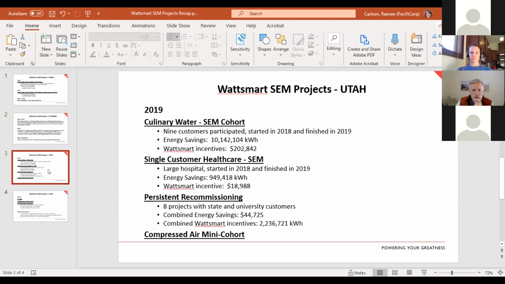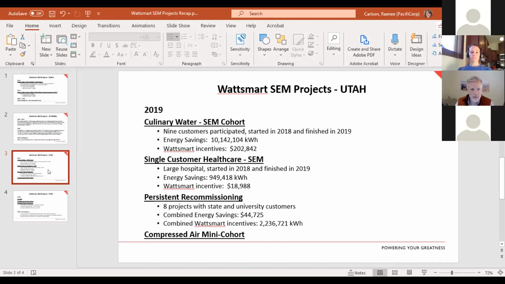For Utah, a couple slides, 2019, we had a culinary water SEM cohort of 9 participants. Again, this was Cascade Energy, and then Hansen, Allen and Luce is a valued partner of ours for culinary water. They know our customers here in Utah very well, a very strong relationship that we've built with our culinary water systems throughout our SEM engagements. We've had SEM cohorts for culinary water prior to 2019 as well, but I just wanted to do a more recent recap. So we had 9 customers participating there with some very high outcomes at about 10 million kWh.